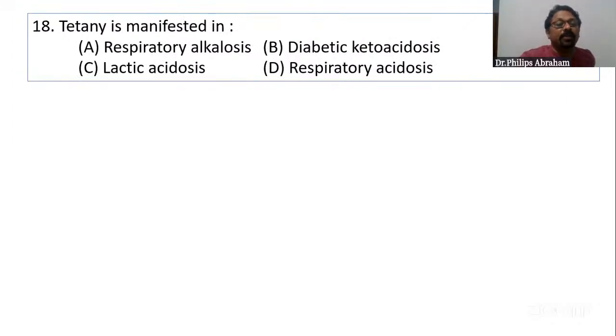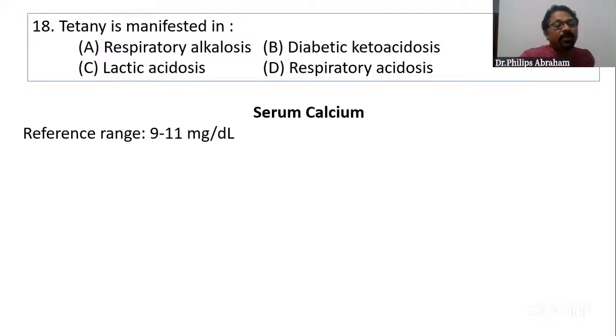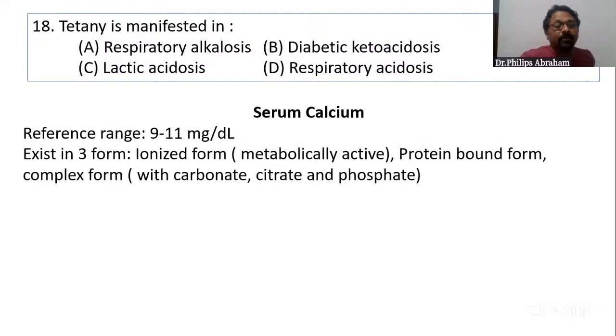Okay, now the next question: tetany is manifested in. As you know, tetany is regarding calcium. What's the normal serum calcium level? 9 to 11 milligram per deciliter. And then here comes our answer, some important points. The 9 to 11 calcium level, take it as 10.